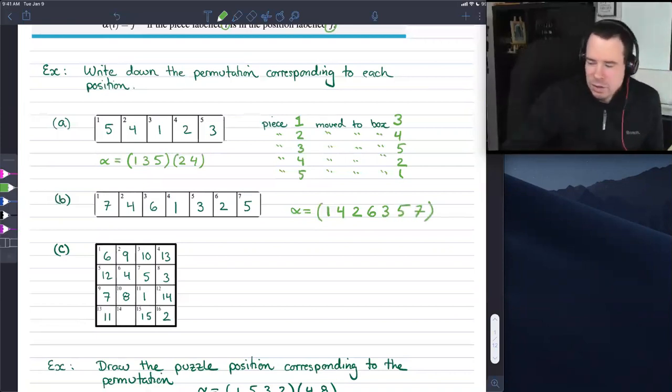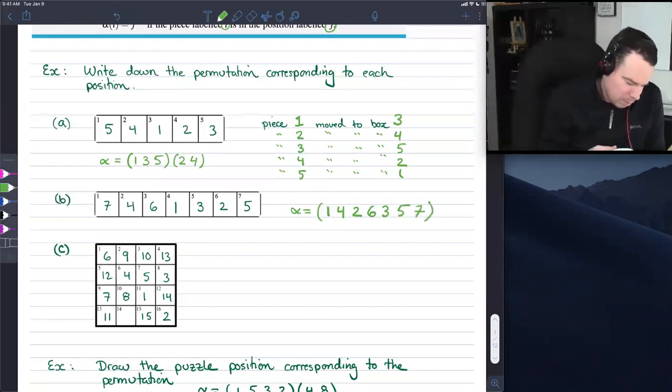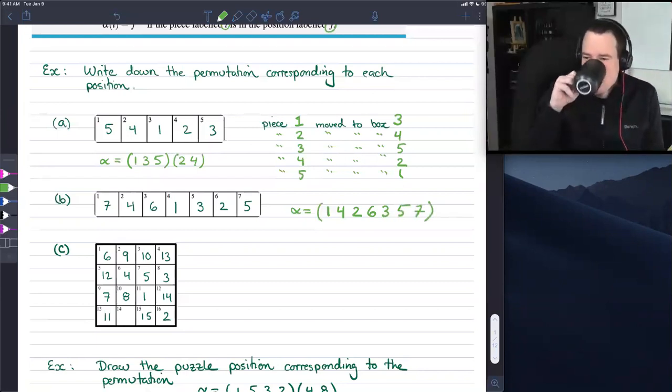With this cycle notation, sometimes it's hard to know if you missed a number or not. So I just usually count them out in my head. I go, okay, I need 7 numbers. I got 1, 2, 3, 4, 5, 6, 7. Yeah, they're all there. So this is a 7 cycle.